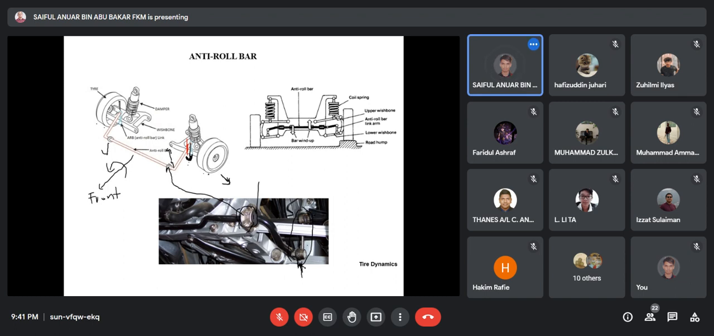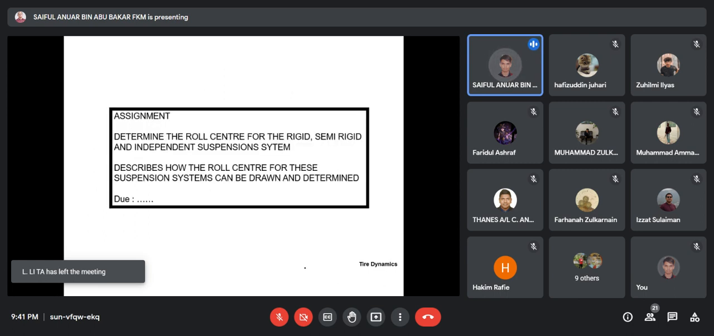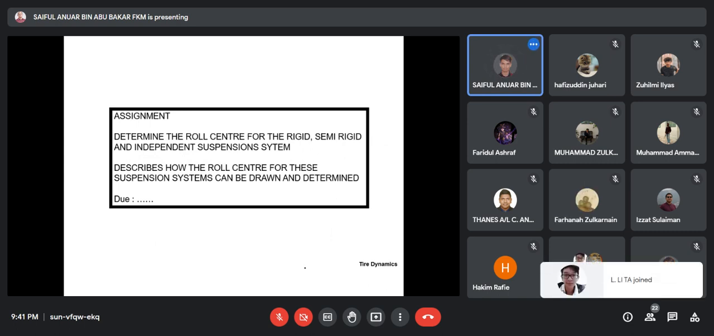Any question? Okay, good. If there's no question, now for the assignment, I want you to determine the roll center for rigid, semi-rigid, and independent suspension. And then describe how the roll center for these suspensions can be drawn and determined.